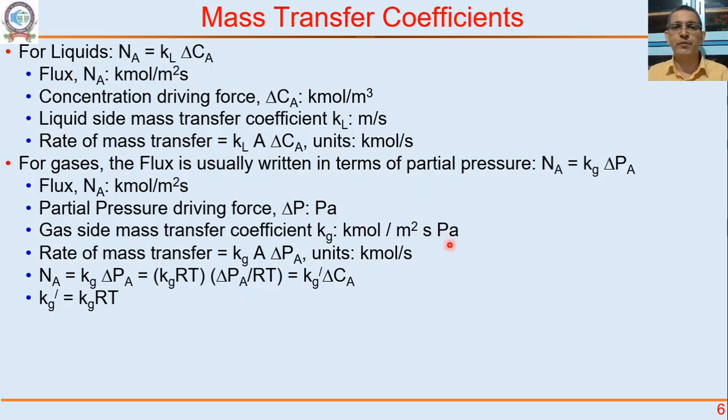Partial pressure driving force, right? And then the rate of mass transfer would be kg into A into delta PA, the partial pressure driving force. We can write the concentration driving force. If I divide by RT and multiply by RT, we get kg into RT multiplied by delta PA by RT. That's nothing but delta CA, the concentration driving force. And then kg multiplied by RT would be this kg prime, and this kg prime would be in terms of meters per second, like for the liquid side.